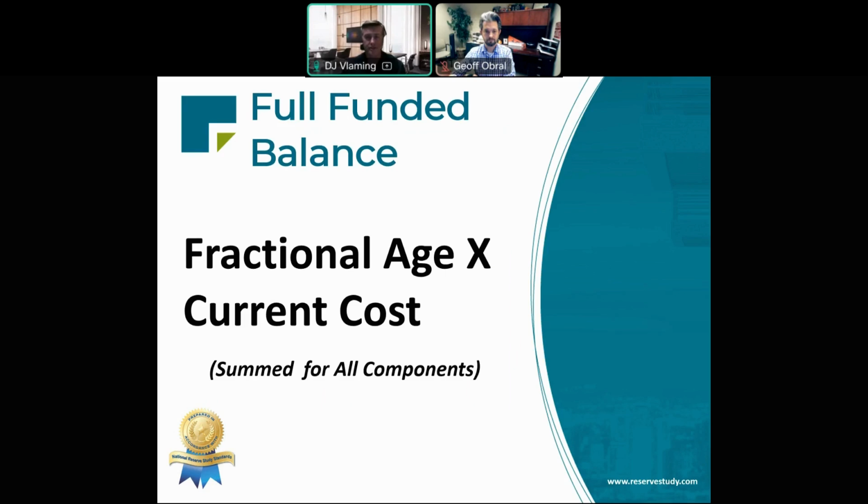So this concept is called the fully funded balance. The fully funded balance is a benchmark balance of how much the association should have in its reserve fund at a point in time. It's defined as the fractional age of a component multiplied by its current cost. This same formula is applied to the entire component list to come up with a fully funded balance total for the association. The fully funded balance is calculated and reported annually, typically for the start of each fiscal year.